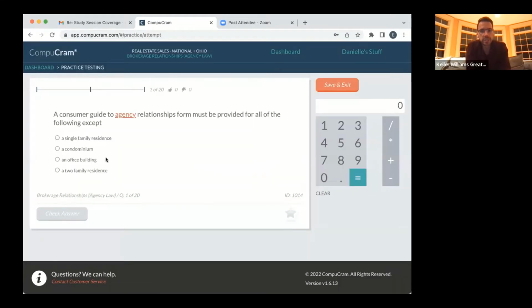A consumer guide to agency relationships form must be provided for all of the following except: A, single family residence; B, a condo; C, an office building; or D, a two-family residence. C is correct.